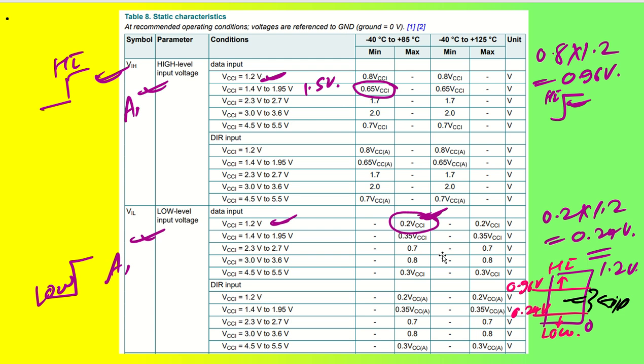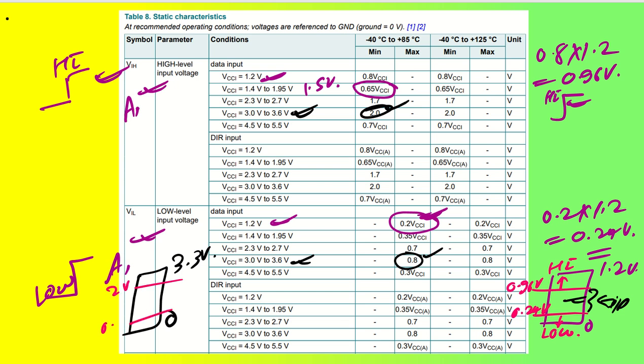Similar to that, you can configure the same analysis for 3.3 volt logic. What is the value of high and what is the value of low? It is telling you 2 volt and 0.8 volt. So let us say we have 0.0 to 3.3 volt logic. In that case, there will be a high and there will be a low: 2 volt and 0.8 volt. Understood? So higher than this will be considered as high and lower than this will be considered as low. That's the main understanding about this.